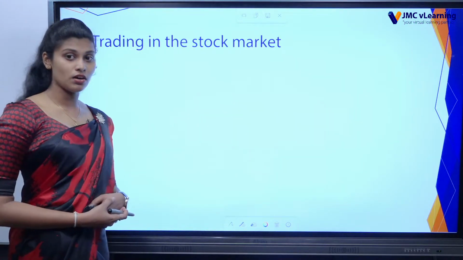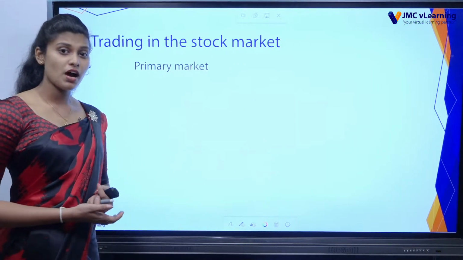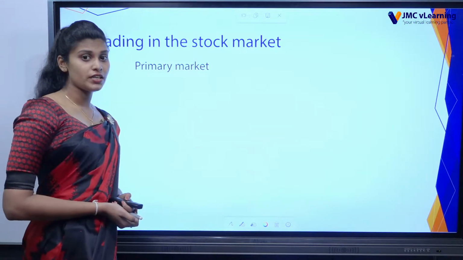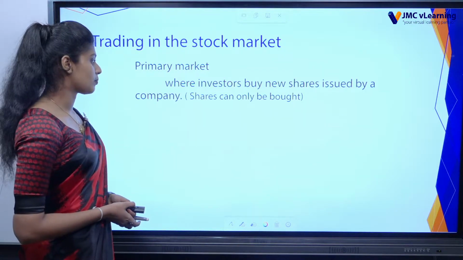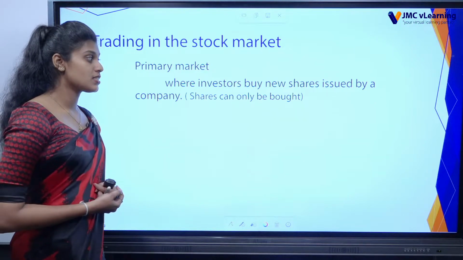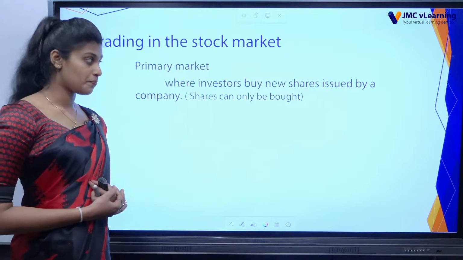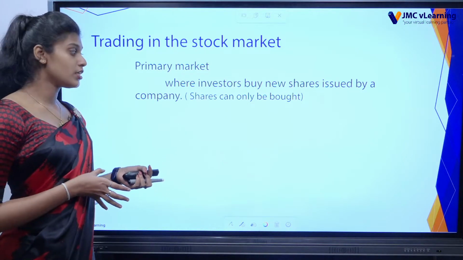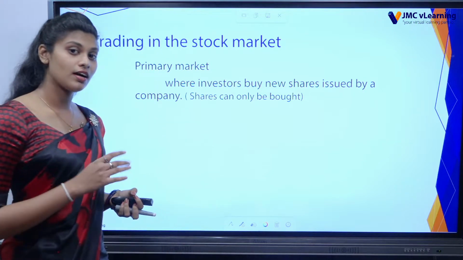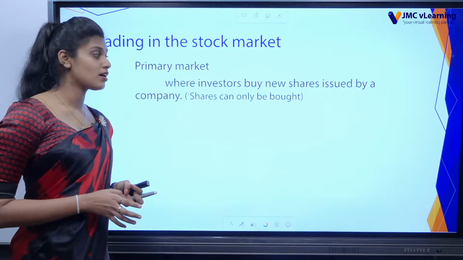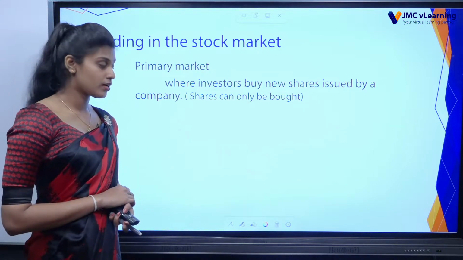Trading in the stock market. What is the primary market? What is the meaning of primary market and what happens in the primary market? It is where investors buy new shares issued by a company. In the primary market, you can only buy. The shares can't be sold in the primary market. The shares can only be bought in the primary market.